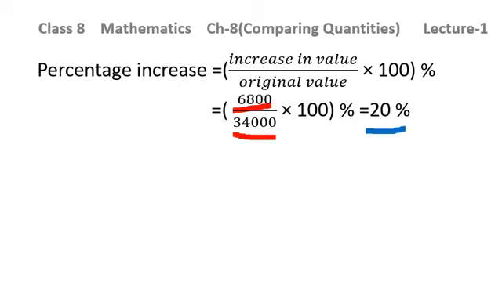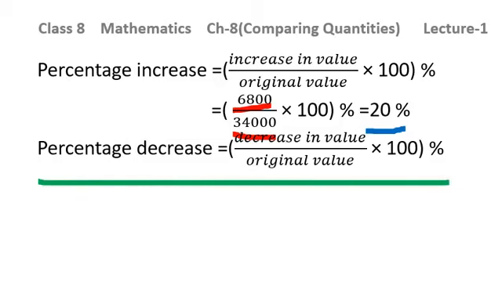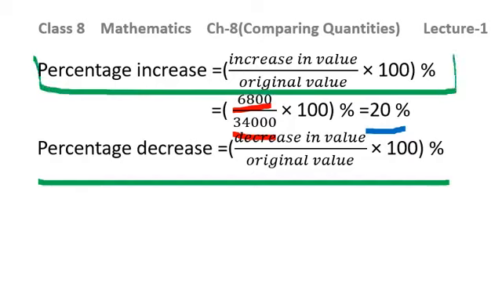Now let us see the percentage decrease formula: decrease in value over original value into 100%. If we need to find the percentage decrease, we will use this formula, decrease in value over original value into 100%. Mainly these are the formulas which you need to remember. This is the formula for percentage decrease, and the other is the percentage increase formula, increase in value over original value into 100%.